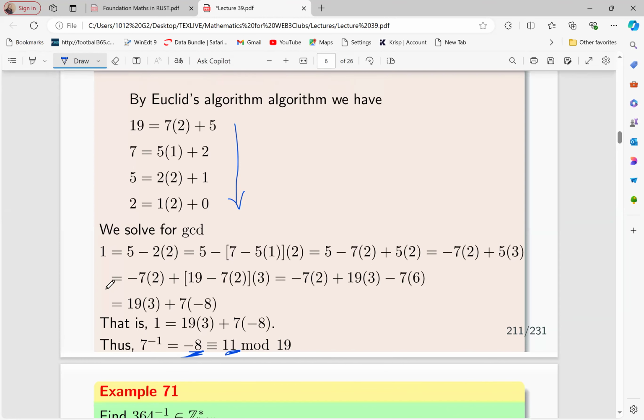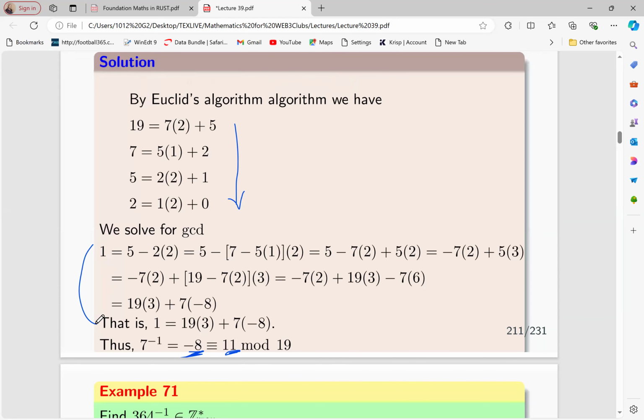Is there anybody who doesn't know these steps? Then you've not met before? You know these steps? And you? It's okay. So we just reversed those steps.